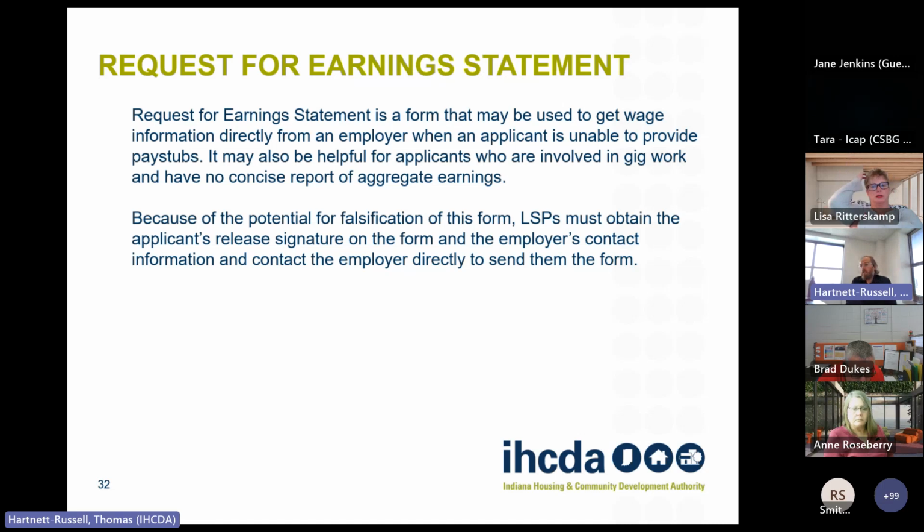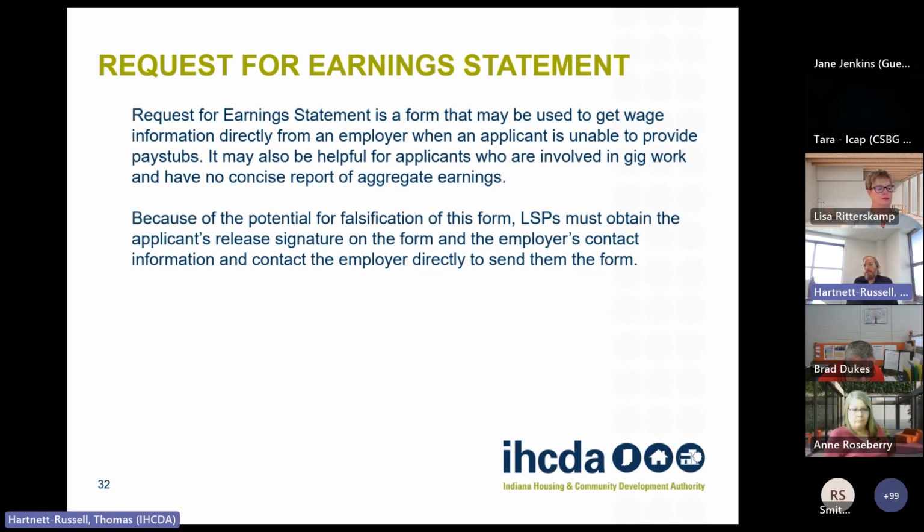Request for earnings statement. The request for an earnings statement is a form that may be used to get wage information directly from an employer when an applicant is unable to provide pay stubs. It may also be helpful for applicants who are involved in gig work and have no concise report of aggregate earnings. Because of the potential for falsification of this form, subgrantees must obtain the applicant's release signature on the form and the employer's contact information, and then contact the employer directly to send the form.